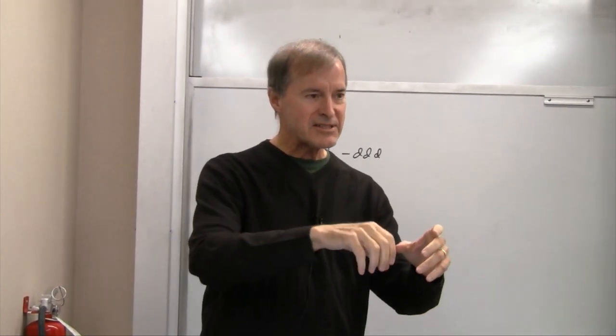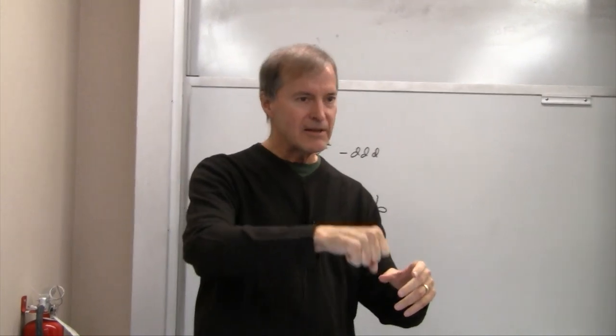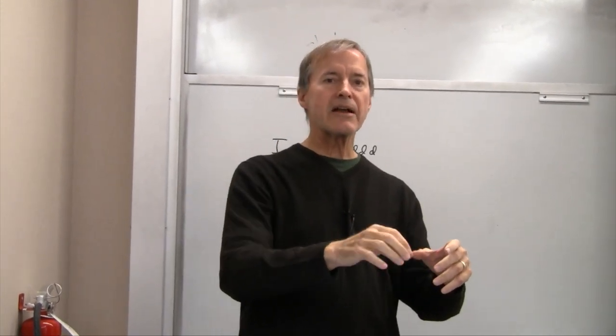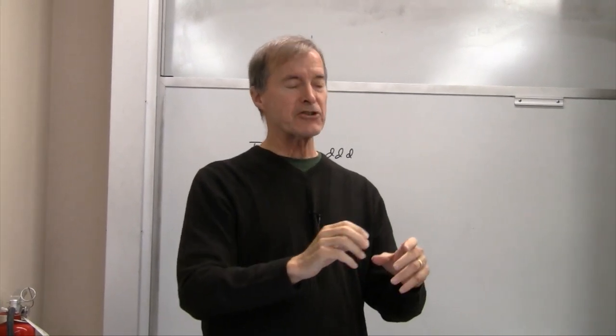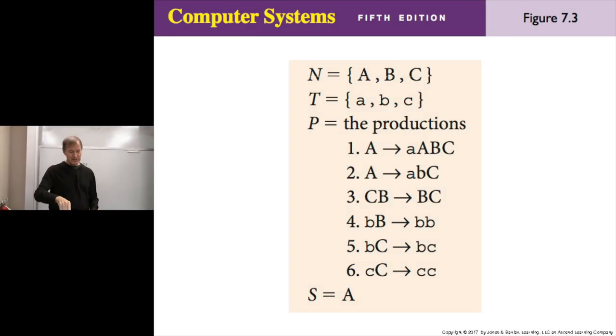You see, to take something out of context means that what went before and what went after matters. And that's what this is. What this is saying is that you can change a big B to a little B, but only in the context that it is to the right of a little B. You see why that's called context sensitive? That's a context-sensitive rule.